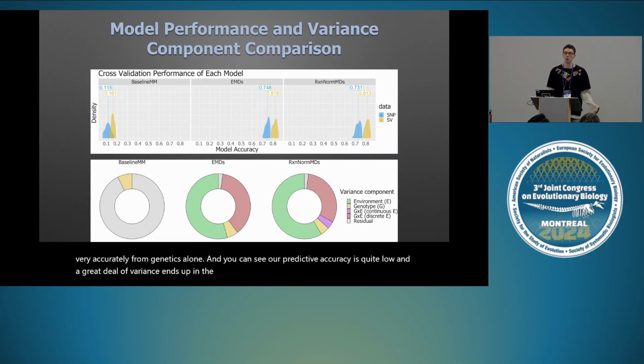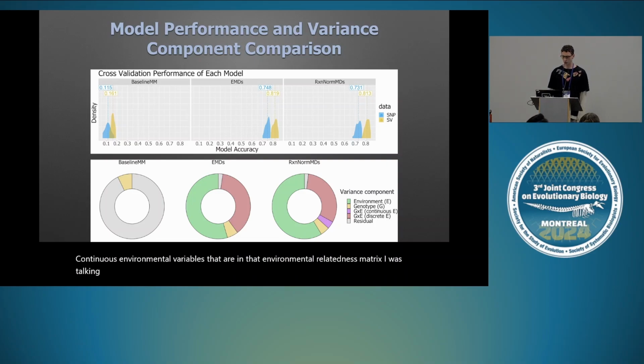residual. We move to the middle model, and now we're including an effect of environment and an interaction between genetics and environment, and we do much better at prediction. The only difference between the middle model and the one on the far right is that on the far right, we've partitioned G by E into an interaction with discrete environment and an interaction with continuous environmental variables that are in that environmental relatedness matrix I was talking about.